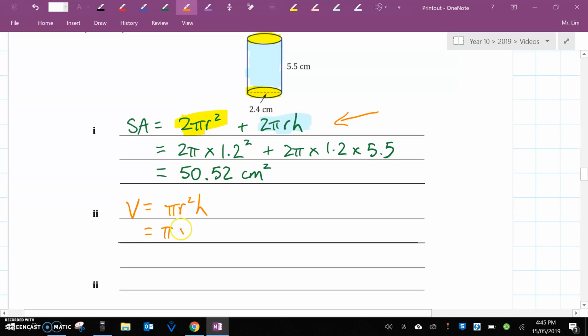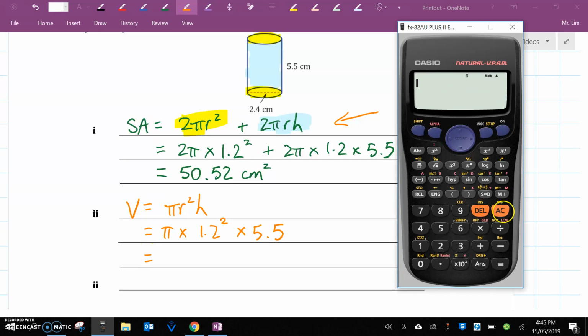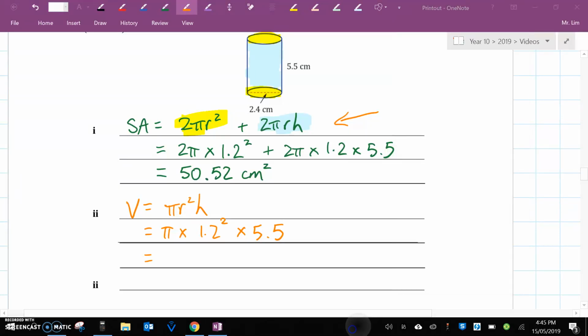So you have pi times the radius, which is 1.2 squared, times the perpendicular height of the solid, which is 5.5. Pi times 1.2 squared times 5.5, 24.88 centimeters cubed. Okay, cubic units.